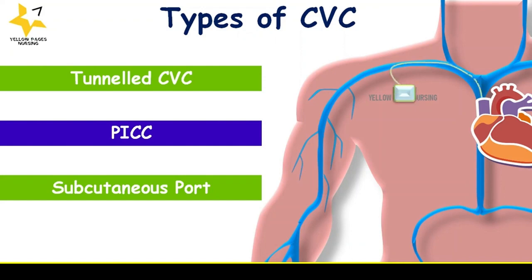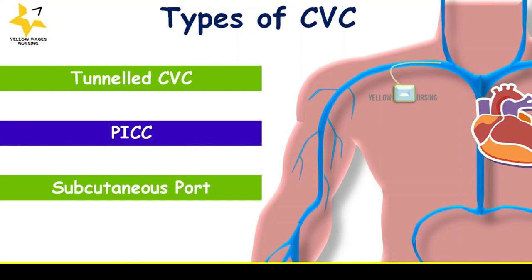In case of children, umbilical catheters are used. They are vascular catheters inserted through the umbilical artery or vein in a neonate. All umbilical catheters are called central lines or central venous catheters.